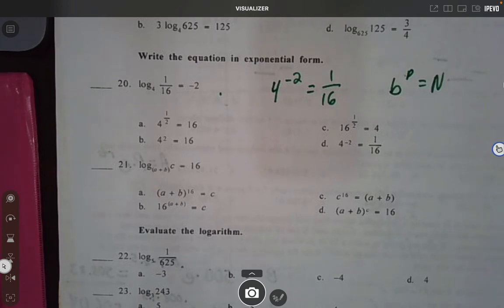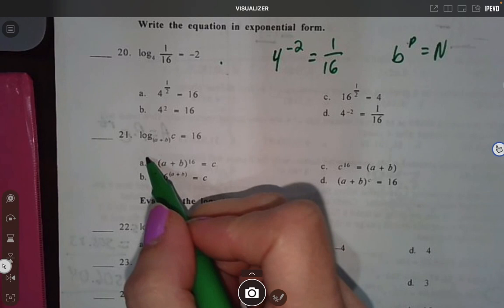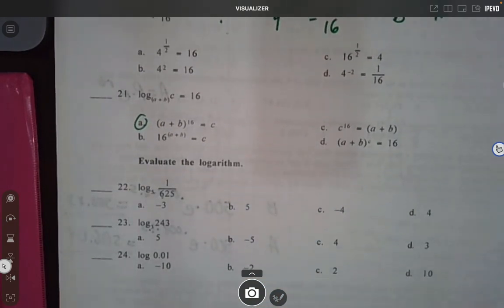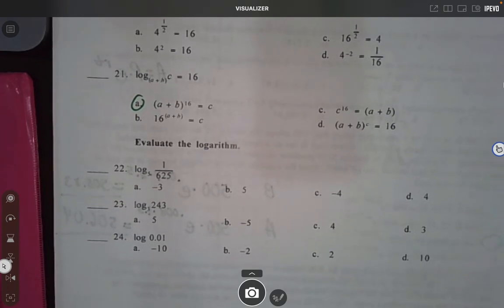And then we've only got 3 more, and they're all evaluate. 21's not on there. But the answer to 21 was A, because I think y'all did that yesterday, didn't y'all? Yeah. But 21's not on there. We did the whole back page.